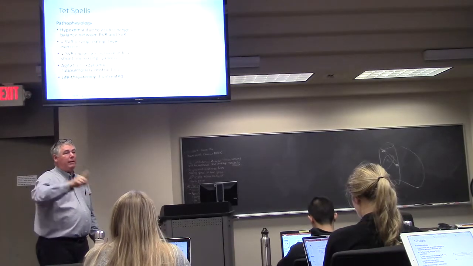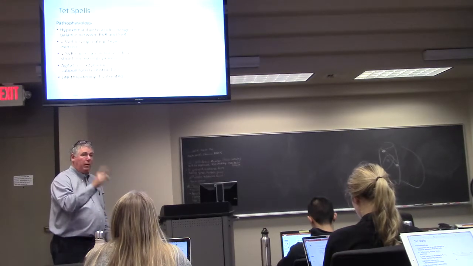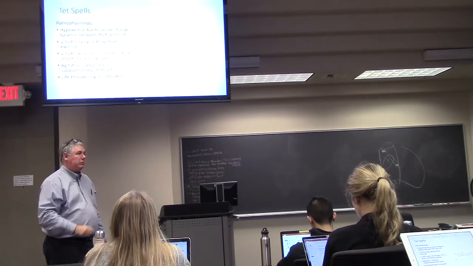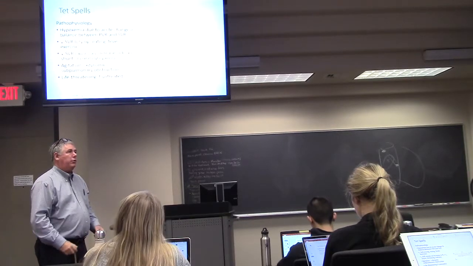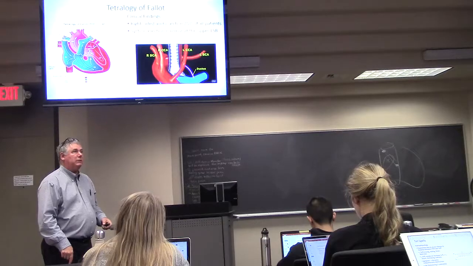And if you have a right to left shunt, that means less blood going to the lungs and cyanosis. So the treatment for this is to increase systemic vascular resistance.